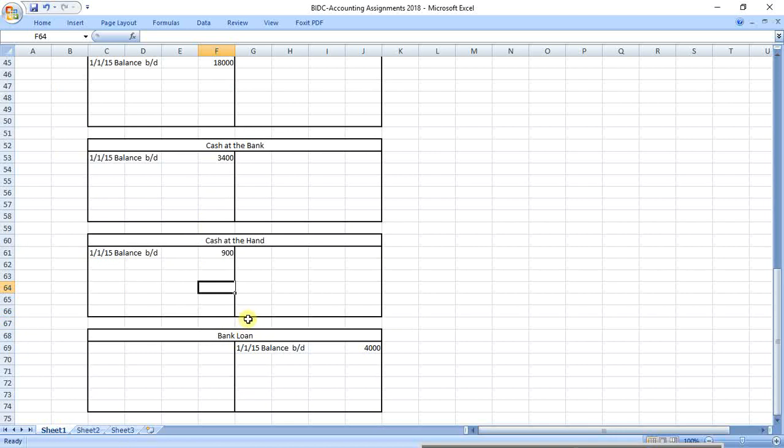Number 1 says on the 2nd of January, purchased goods for resale and paid in cash. So purchased goods, so inventory, and paid in cash. So would you use cash in hand or would you use cash in the bank? What would you use? Cash at the bank. Yeah, I would also think so. If you're buying goods, you would use the bank, unless the amount was very small. I'm going to do this in pencil so I can write it.